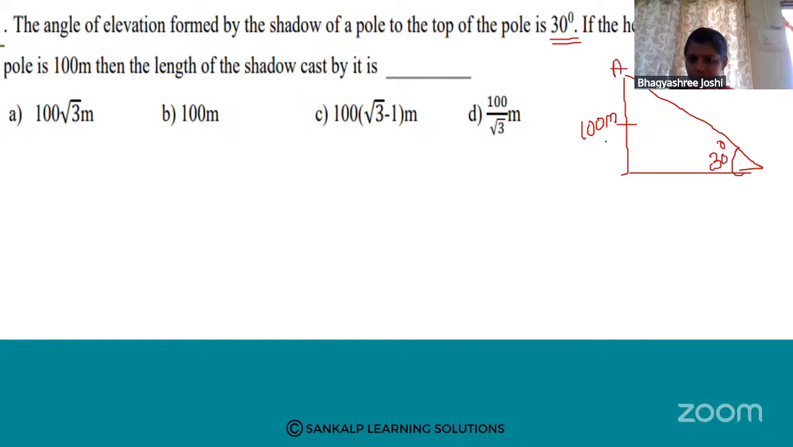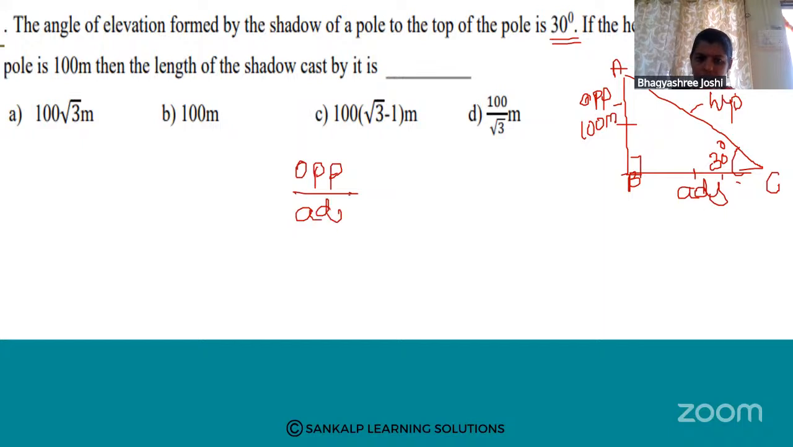Again, this is A, this is B, and this is C. We need to find the shadow length, that is BC. Again this is the hypotenuse, this is the opposite and this is the adjacent side. We know the opposite side and we want the adjacent side. So opposite side AB divided by adjacent side BC is again tan theta.